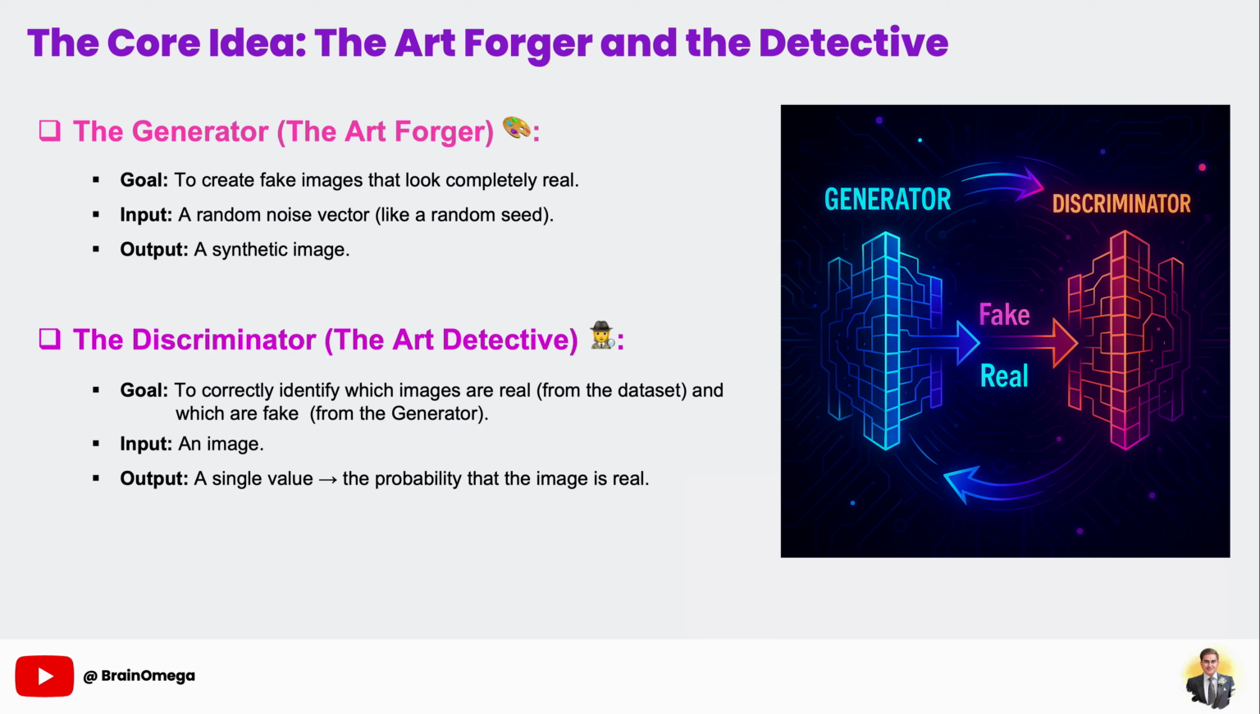Now here's the adversarial part. We train them together in a loop. The detective gets punished for mislabeling a real image as fake or a fake image as real. The forger gets punished when the detective successfully catches its fakes. So, as the detective gets better, the forger is forced to create more sophisticated fakes to pass inspection. This constant, escalating competition is the engine of learning that pushes our generator to create incredibly realistic images.